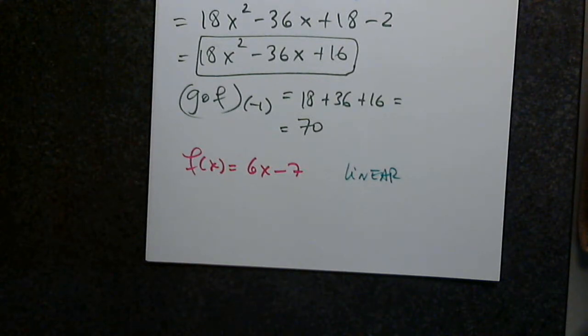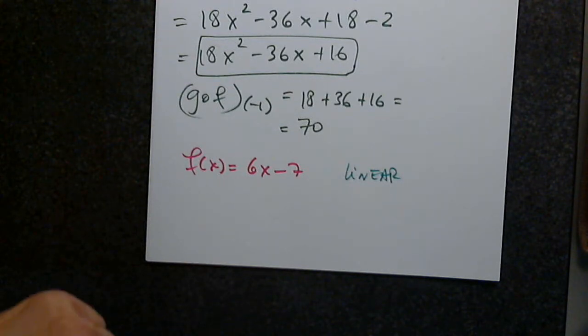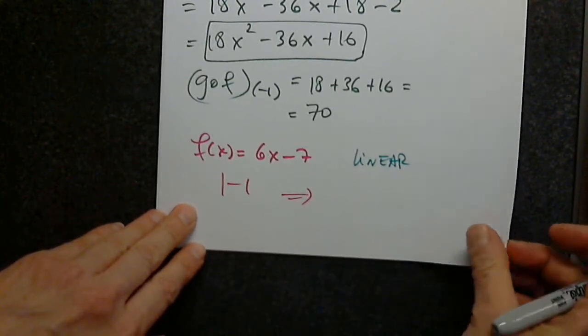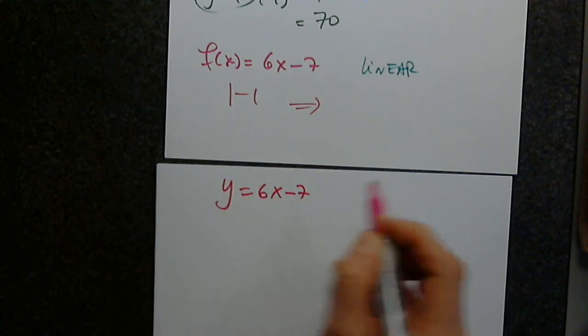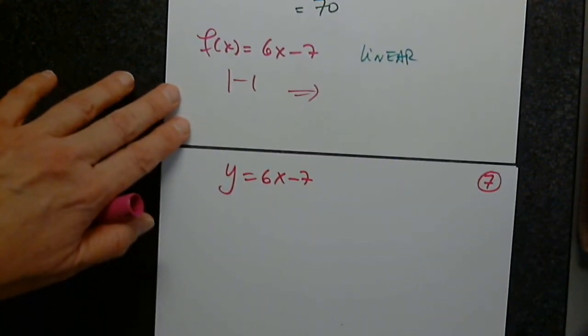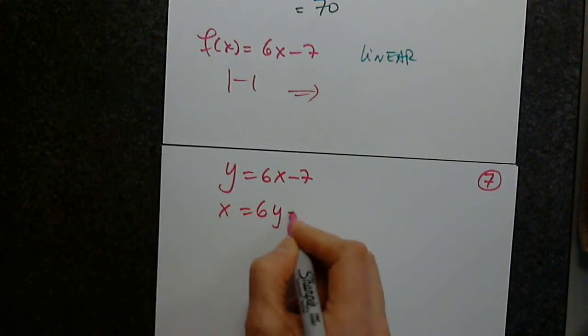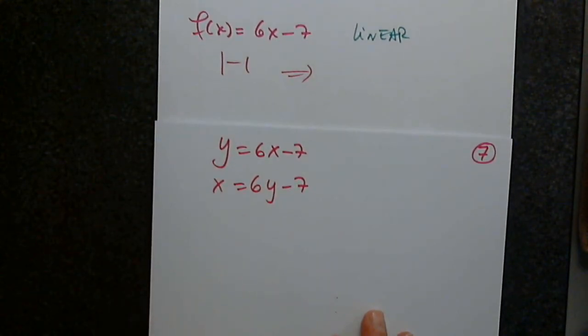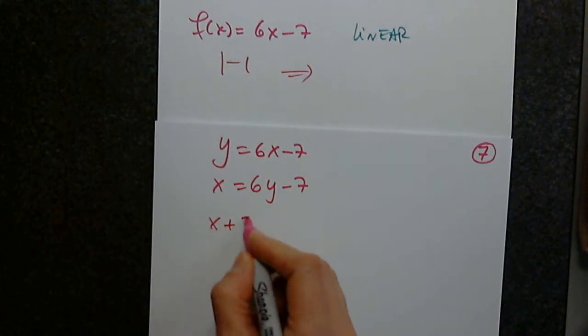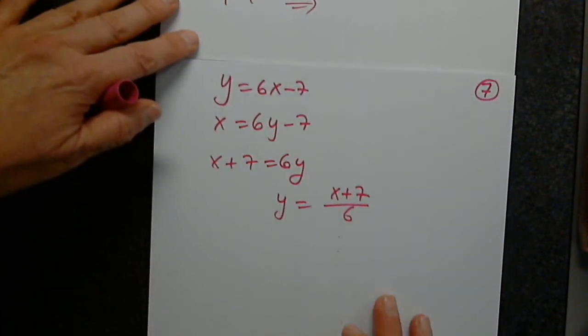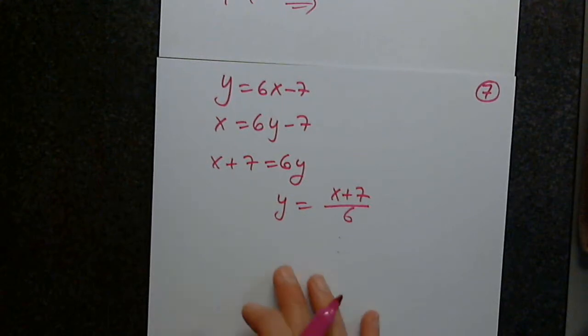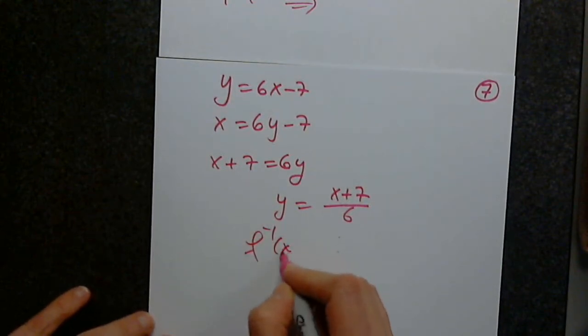Okay, perfect. So the linear function is 1 to 1 because we know the graph, right? So how do I find the inverse function? You want to set it equal to y. Yes, I replace f of x by y, and then you switch the variables. Very good. x equals 6y minus 7, and then you solve for y. Correct. x plus 7 equals 6y, and y equals (x plus 7) over 6. And the final step, I replace y by f inverse of x.